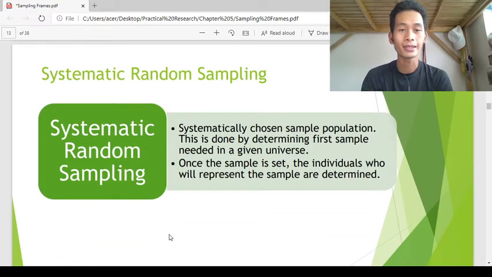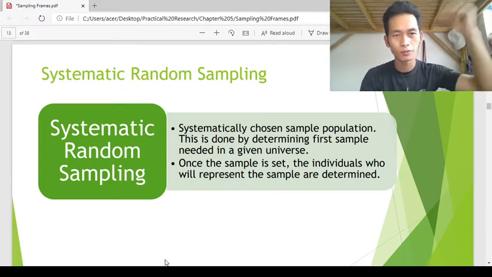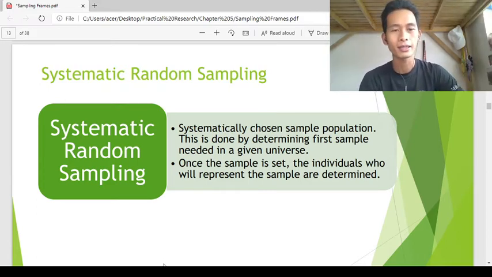Next is systematic random sampling. Now, what is the difference? In simple random sampling, you just mix up the names of the members of the population or the assigned numbers, and then bunot-bunot nimo. Muna siya simple. But systematic involves a systematic process, a step-by-step process. Systematic random sampling.